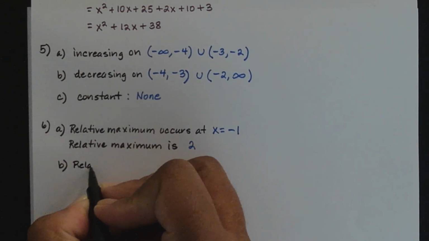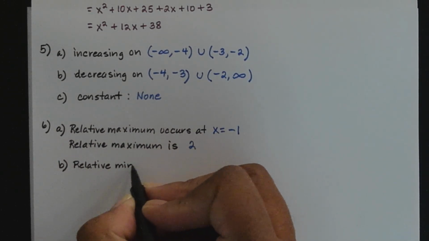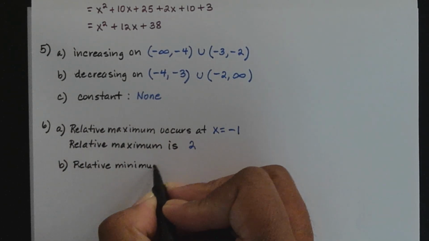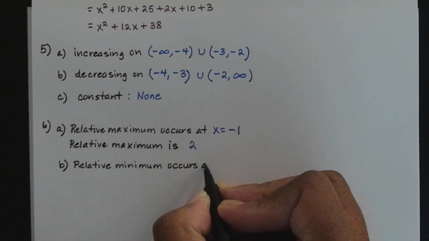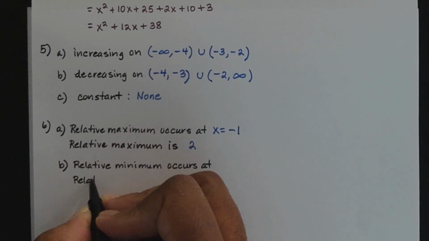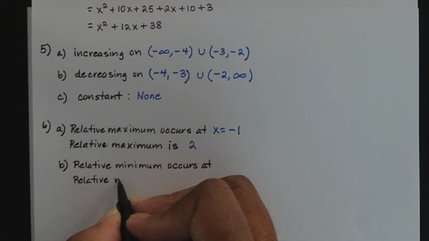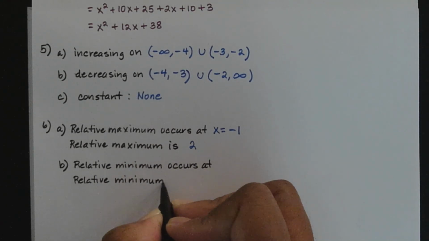Now, of course, part B asks for the relative minimum. So we're going to find out the x value where the relative minimum occurs and what would be that relative minimum, which is, of course, the y value.